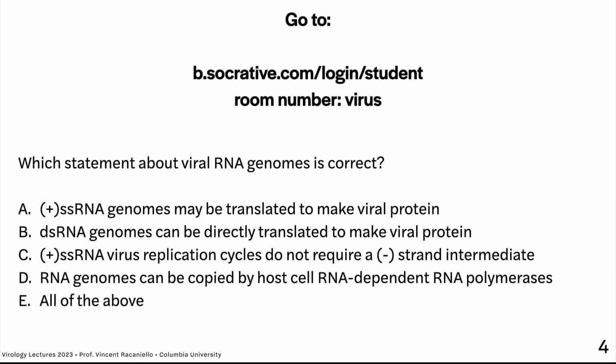All right, what statement about viral RNA genomes is correct? A, plus single-stranded RNA genomes may be translated to make viral protein. B, double-stranded RNA genomes can be directly translated to make protein. C, plus single-stranded RNA virus replication cycles do not require a minus strand intermediate. And D, RNA genomes can be copied by host cell RNA-dependent RNA polymerases, or all of the above.